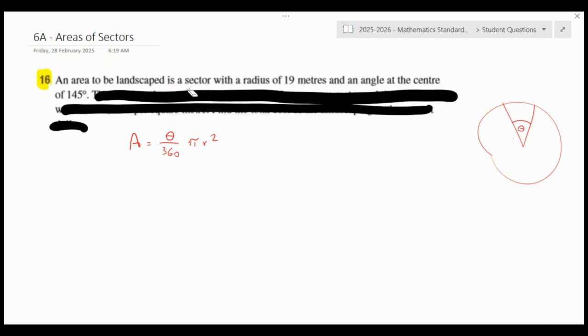The main thing that we are worried about at the moment is actually answering the question that has to do with sectors. An area to be landscaped is a sector with a radius of 19 meters. So we write down what we know: radius equals 19, and theta is 145 degrees. So I'm going to sub that in. Area equals 145 over 360 times pi times 19 squared.